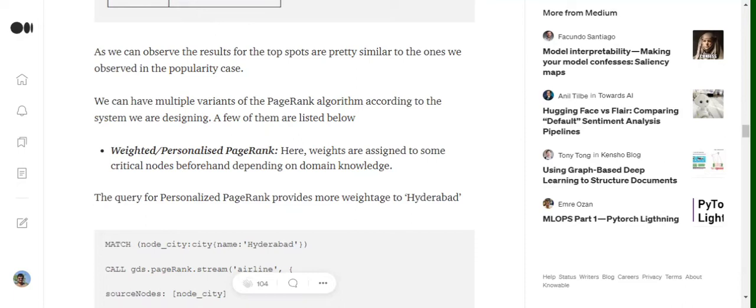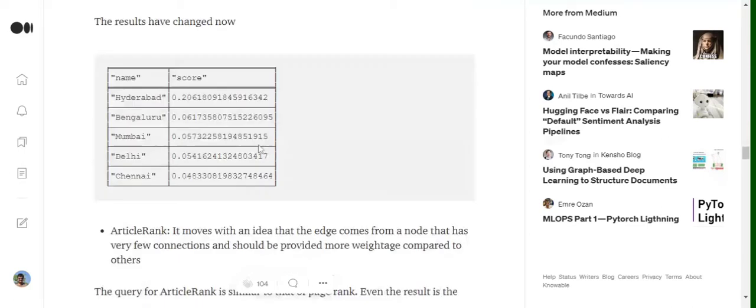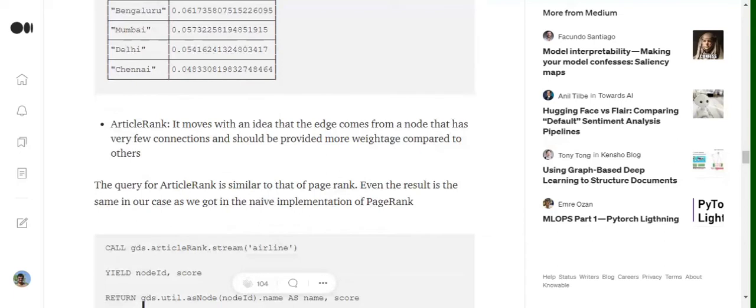Now, the next one being article rank. In the case of article rank, the idea is that any edge coming from a node which has a very low degree, so it has very few connections, and one of the connections is to a particular node, such edges should be given more weightage. For example, there is a node X which has two connections, one from node A and one from node B. Node A has a degree equal to 10 and node B has a degree equal to 2. In that case, we should be giving more weightage to B because it's a rare node.